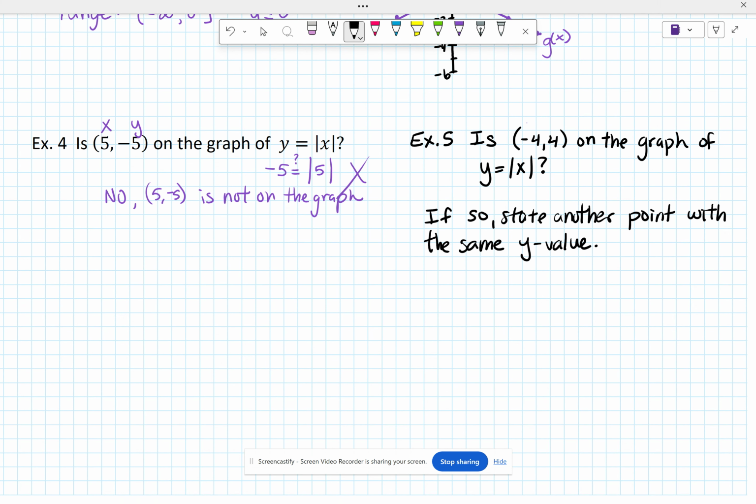So I'm going to do the same thing. I'm going to plug this in for x, put this in for y. So y is positive 4 is equal to the absolute value of x is negative 4. And I want to know, is that true? Let's think about it. What is the absolute value of negative 4? It is positive 4. That's true. So yes, it is. Then it says, if so, state another point with the same y value.